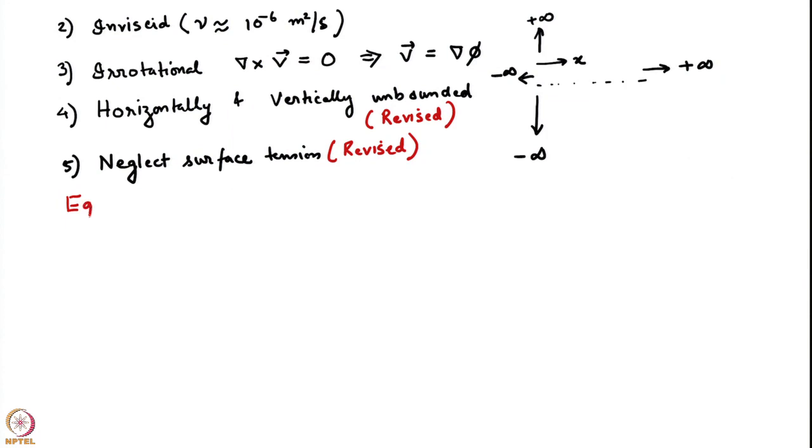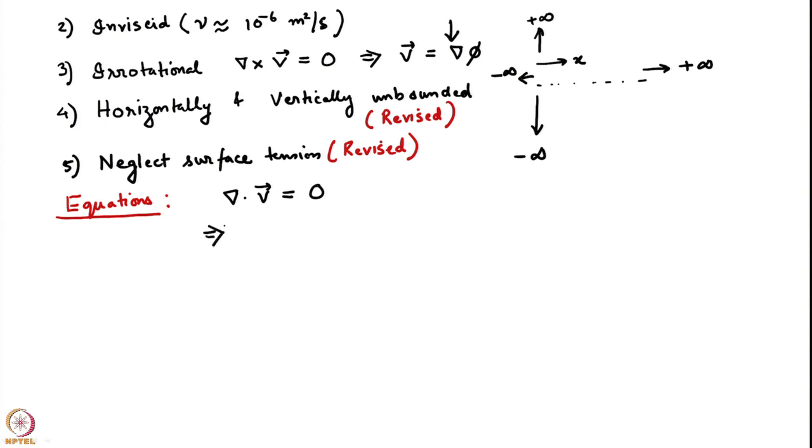So what are the equations? Because we have assumed that velocity is the gradient of some scalar function phi, and we know that the medium is incompressible, that was our first approximation, when density is a constant, the continuity equation reduces to this. Note that this is an unsteady flow, but density is treated as a constant. So this is still the continuity equation.